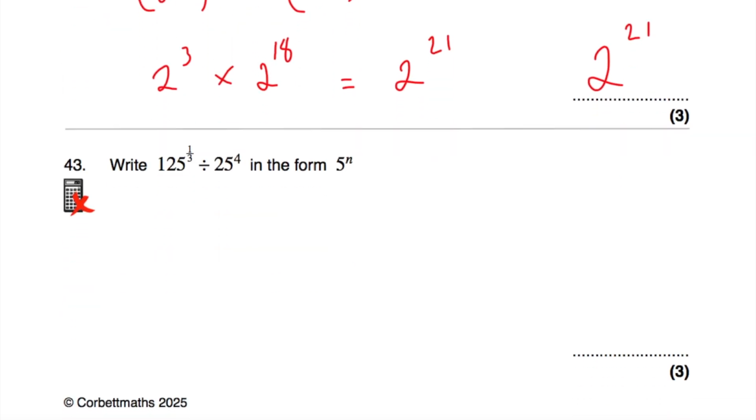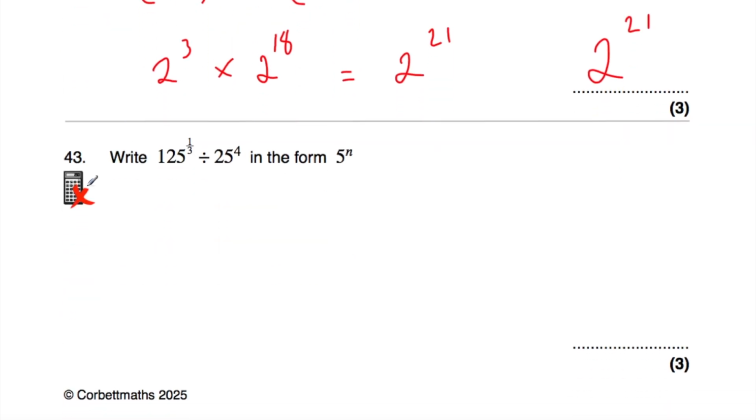Okay, let's look at our last question, question number 43. So question number 43, we've been asked to write 125 to the power of 1/3 divided by 25 to the power of 4 in the form of 5 to the power of n. Okay, so let's work this out. Now actually, 125 to the power of 1/3, well that's the cube root. And the cube root of 125 is 5 actually, so I'm just going to write 5 there.